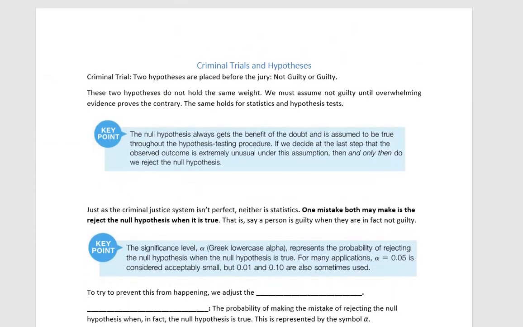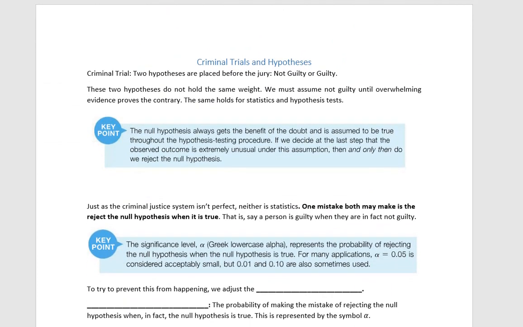Okay, so a couple more things, and then we're going to talk about these in a little bit greater detail in the next video, which is what criminal trials have to do with hypotheses. So in criminal trials, we have two hypotheses that are placed before a jury. We either say that a person is not guilty or guilty. We never say that a person is innocent. We say a person is not guilty because we haven't found overwhelming evidence that they are guilty. So these two hypotheses don't hold the same weight. There's not a 50% chance that you're not guilty or guilty. Usually you're only guilty if you have found overwhelming evidence that proves the contrary.